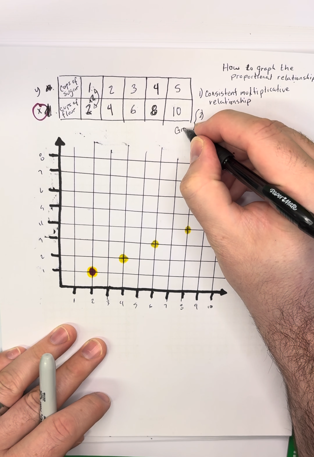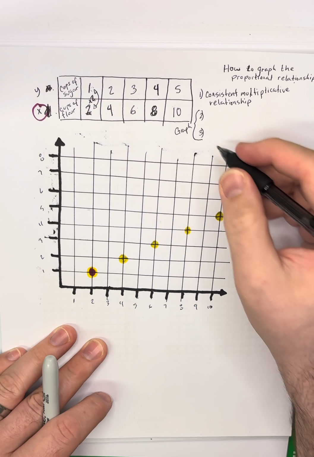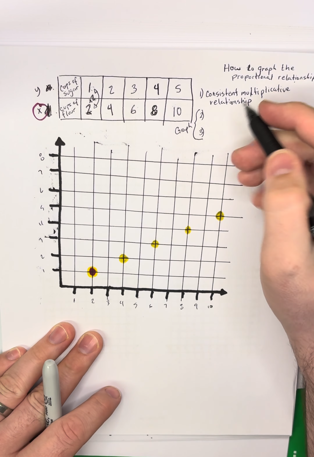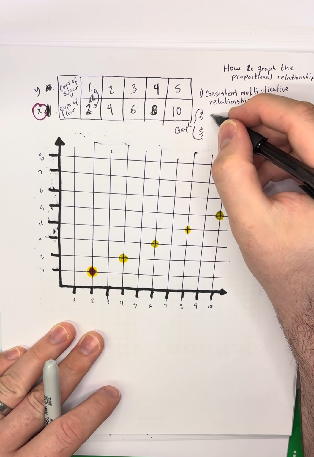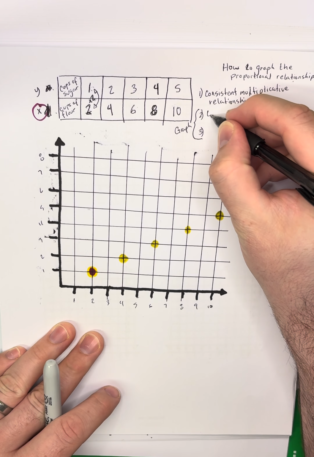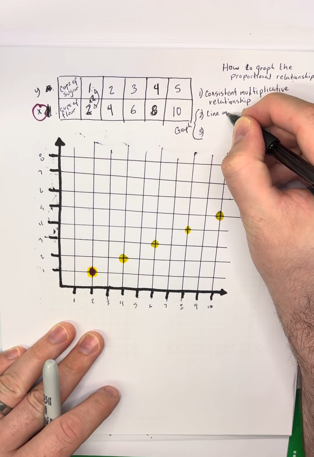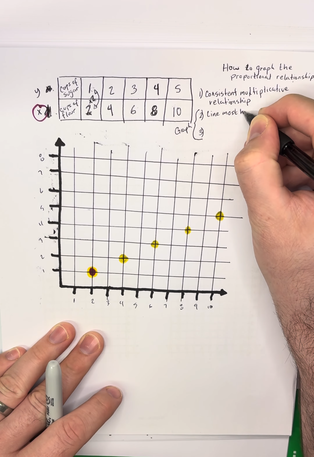Now, numbers 2 and 3 rely on looking at our graph. There are 2 rules about looking at our graph. So the first rule: the line must be straight.